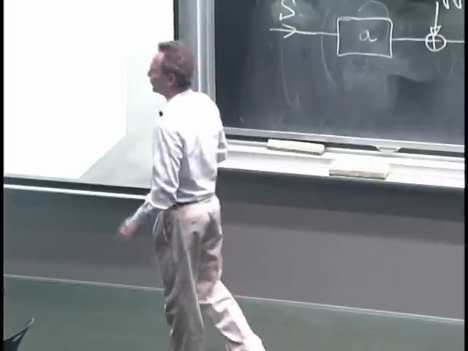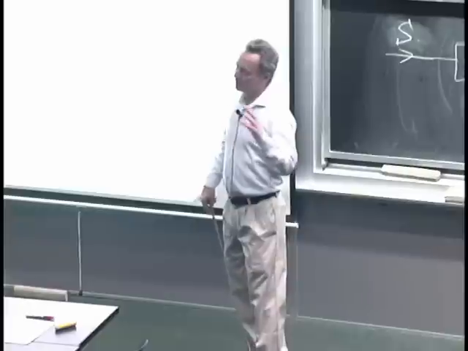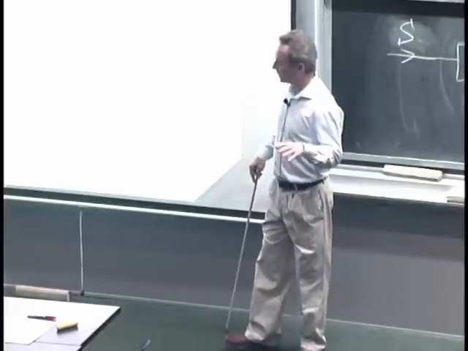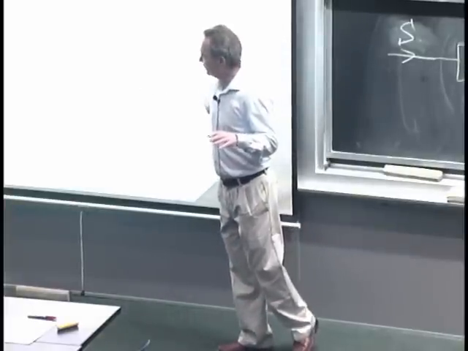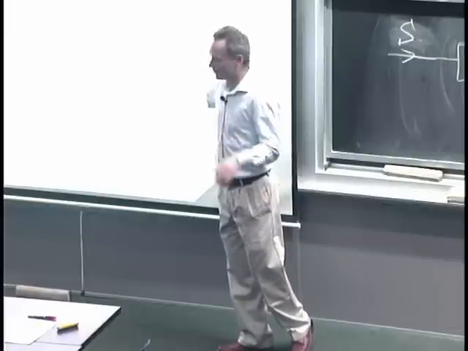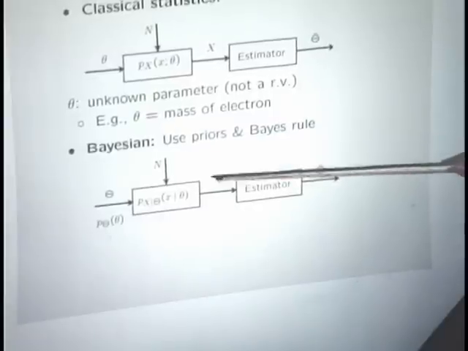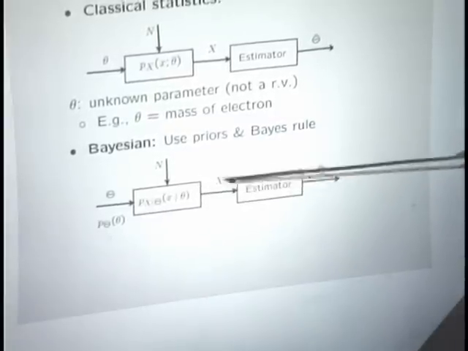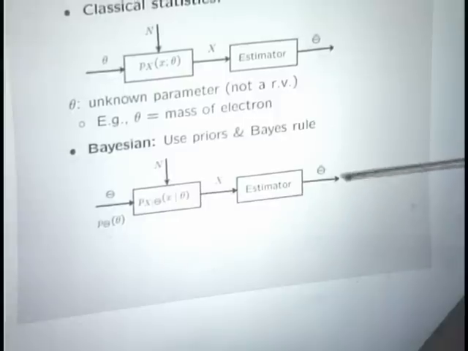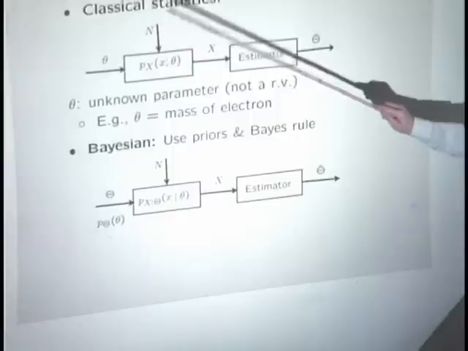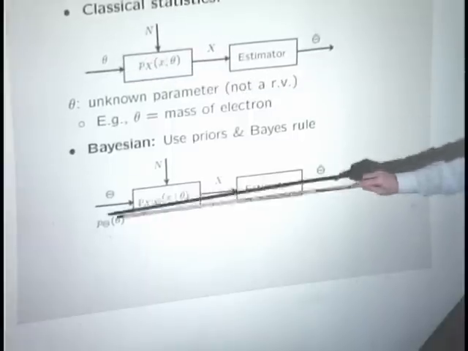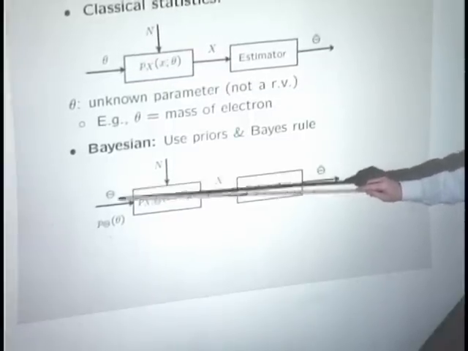So even though it's not truly random, I model my initial beliefs before the experiment starts in terms of a prior distribution. I view it as a random variable. Then I observe another related random variable through some measuring apparatus, and then I use this again to create an estimate. So these two pictures philosophically are very different from each other. Here we treat the unknown quantities as unknown numbers. Here we treat them as random variables.